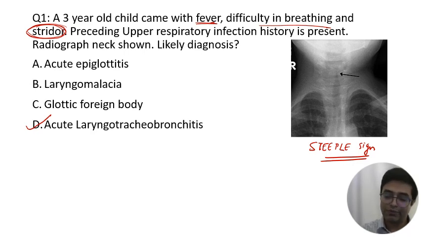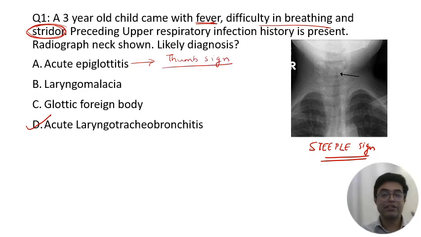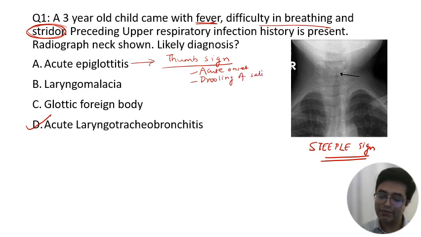So remember that acute epiglottitis will have a thumb sign, also called thumbprint sign. Acute epiglottitis will have fever with stridor, but there will be no preceding viral prodrome, and there will be acute onset of the symptoms. In acute epiglottitis, also remember that there will be drooling of saliva. Sometimes if the distress becomes severe, the child may sit and breathe in a tripod position, right? Laryngomalacia does not present like that. It does not have fever in it, and glottic foreign body, obviously, will not have a fever and preceding upper respiratory infection, etc. So question number one, the answer is D.